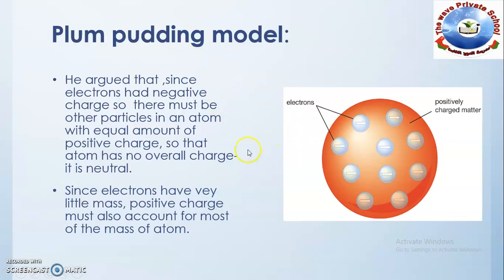So after this model, he said that the electron is discovered because we know that they have a certain negative charge. But it is not clear whether they are embedded in the matter or around the nucleus. So up till now, just electrons are discovered.